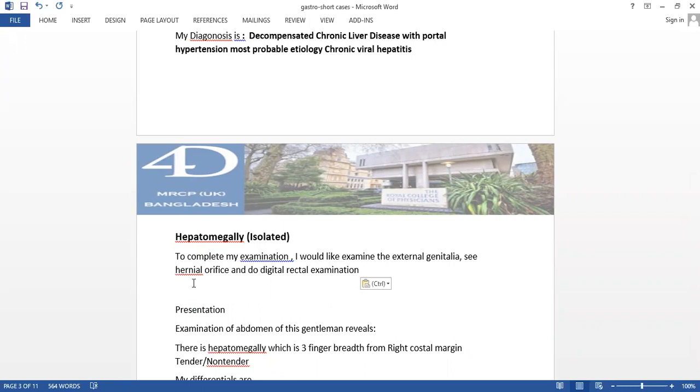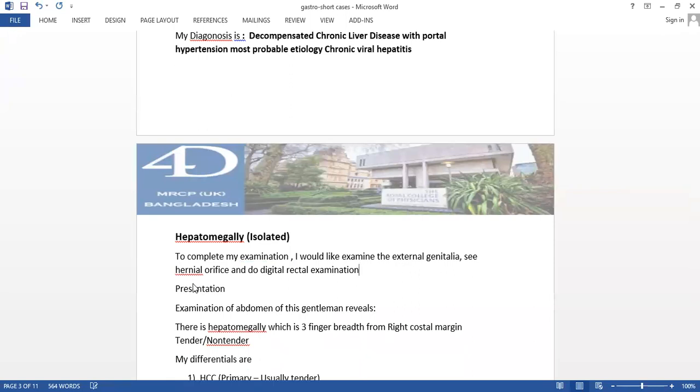Alcoholic liver disease. Okay, alcoholic hepatitis. Anything else? Non-alcoholic fatty liver disease. Yes, good. Anything else? Amyloidosis. Painful. Amyloidosis is a rare diagnosis. Anything else?